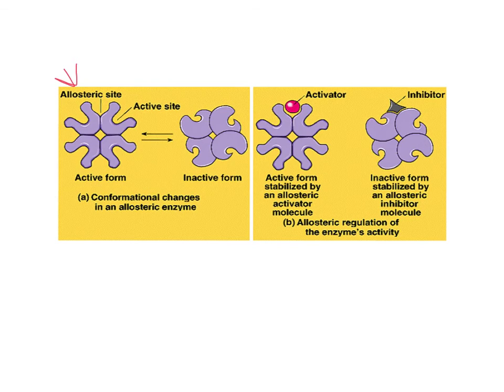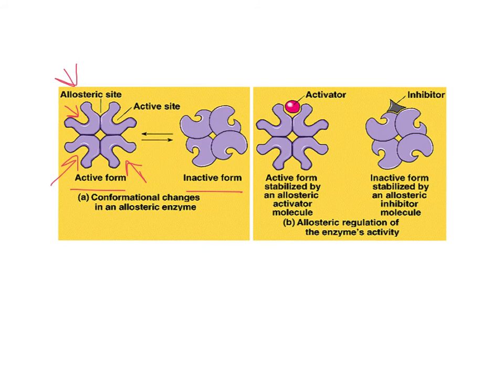So if you look here, we've got these four purple polypeptides, and they each have their own active site. Every single one of them has an active site. And so what happens here is the enzyme has 2 conformational changes. It's got an active form and an inactive form, and it can bounce back and forth between the two, which are essentially a functional form and a non-functional form.